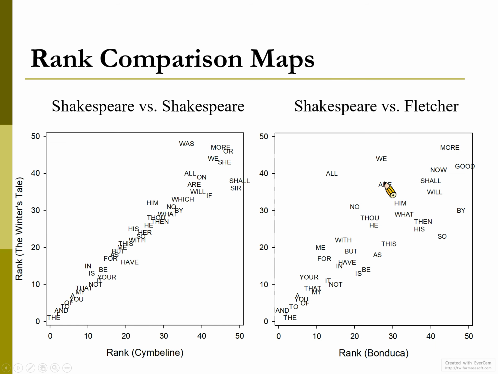So let's compare the results from the comparison between the same author, which is the Sibling and The Winter's Tale, and the case between two different authors. In this case, it's The Winter's Tale and Bonduca. So you can see that in the case of the same author, the rank order statistics are quite similar. But in the case of different authors, these rank order statistics will be very different.